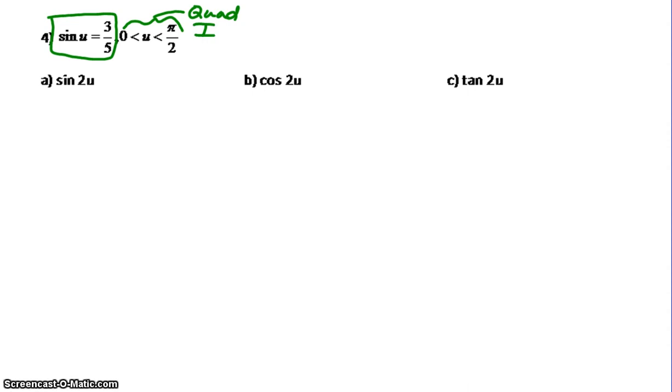Now, our sine u is giving us a y value of 3 and an r value of 5. Remember, radius or hypotenuse. And so we want to know what is our x value. Our x value, if we work our trig identities out, we will get either a 4 or a negative 4. And in this case, because we're in quadrant 1, we're going to take the positive value and kick out the negative 4 value. So there are 3 values which we can use for our trig identities.